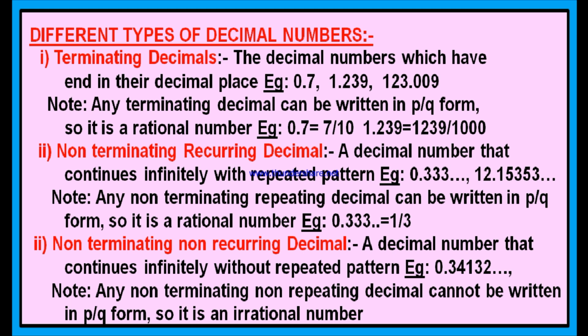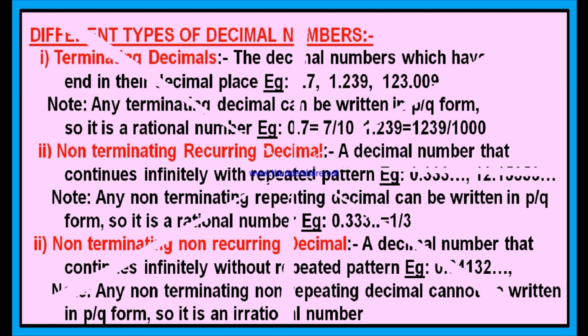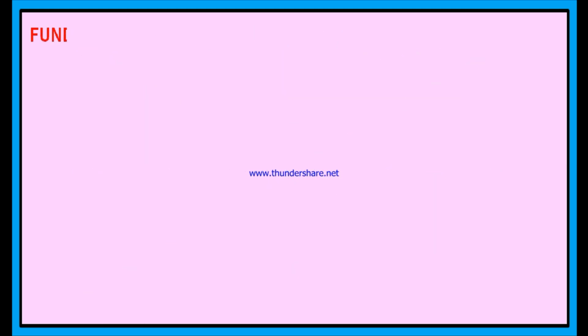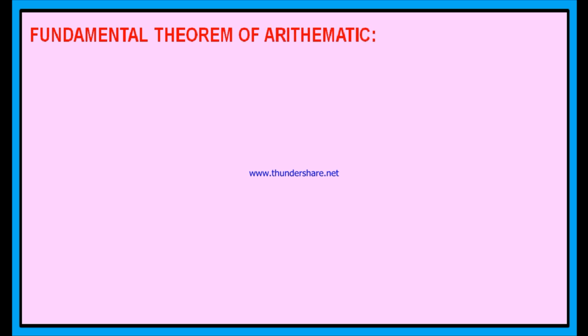Is it clear now, students? Is it clear? Can you understand what the different types of decimal numbers are? And out of all the three, which types of decimal numbers are rational numbers and which are irrational numbers? Can you distinguish between the different types of decimal numbers? Good. Okay. Now, let us learn the fundamental theorem of arithmetic.